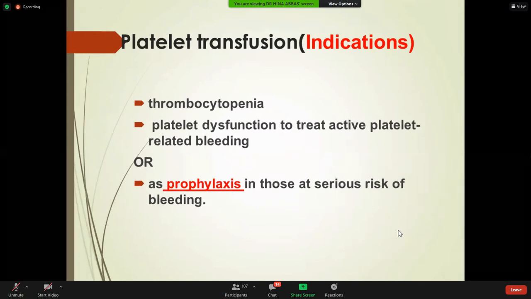Or as prophylaxis, those at serious risk of bleeding. For example, the patient has thrombocytopenia of 10,000 and you are expecting that the patient can anytime bleed from the mucosal surfaces as well as CNS bleed can occur. In those patients, you want to maintain a higher platelet count even if they are not bleeding.